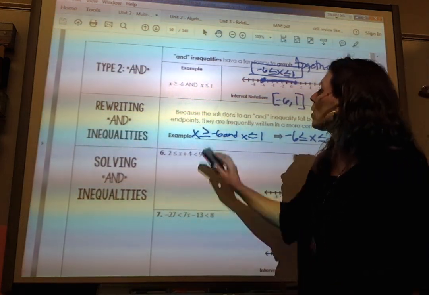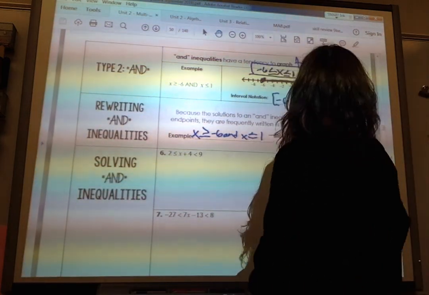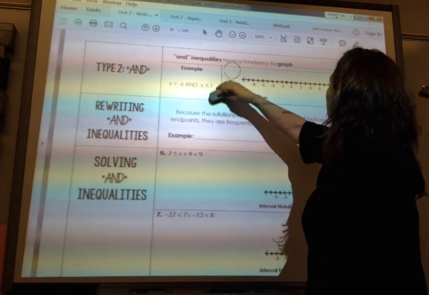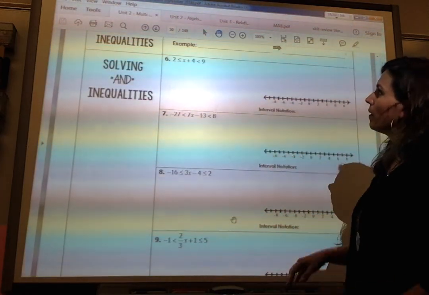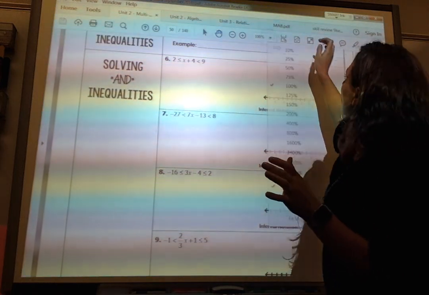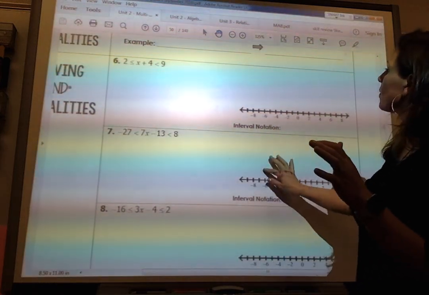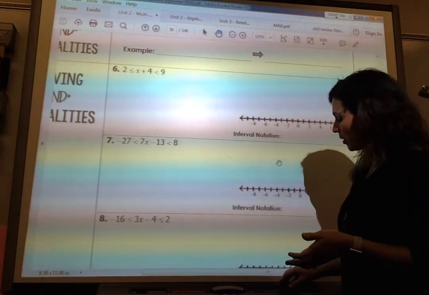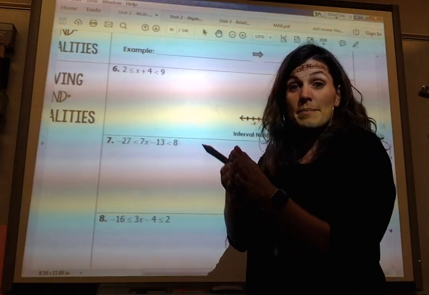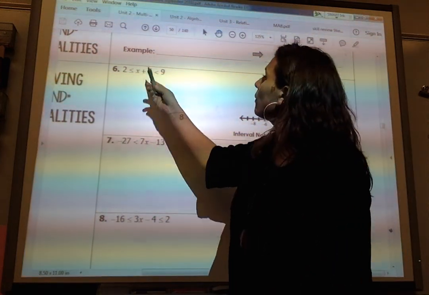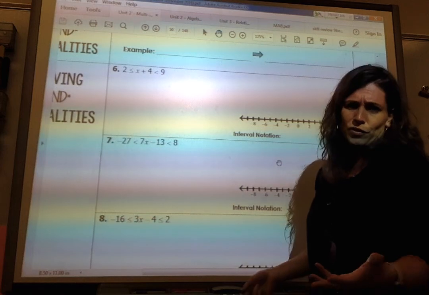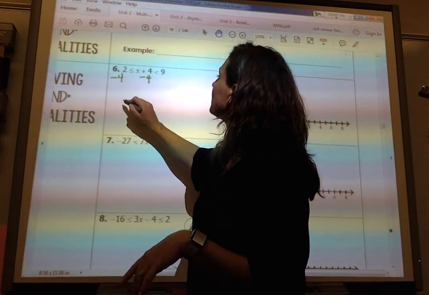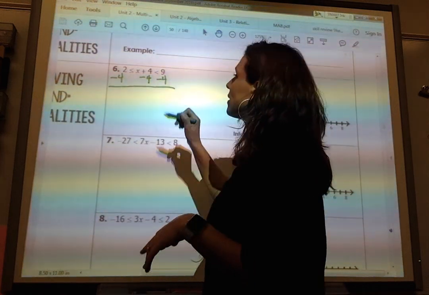All right, so how do we solve these guys? Let's take a look at how we solve them. You have a left side and a right side. So now what I'm going to do is I need to get x in the middle. X is going to stay in the middle. So I need to get rid of this 4. I do it by additive inverse, subtract 4. Watch where I subtract 4. I'm going to subtract it from the left side, and I'm going to subtract it from the right side.